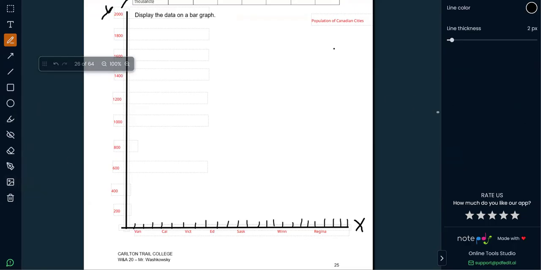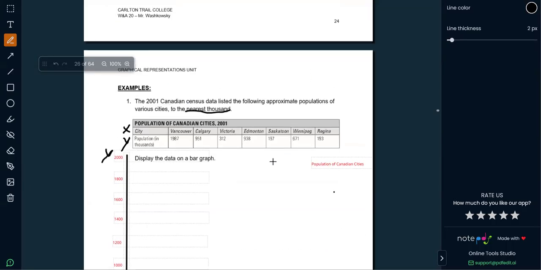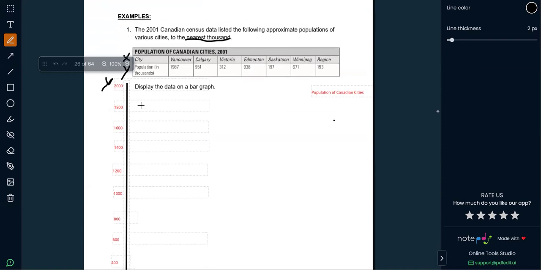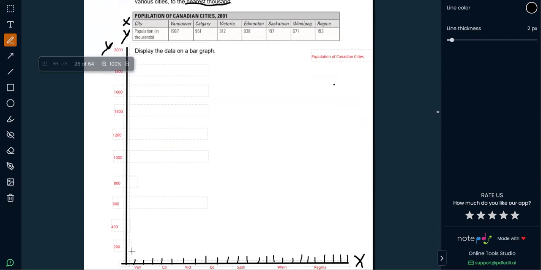So now I'm going to pretty simply just start graphing this stuff. So the first thing I know is I need to go up to Vancouver, which is about 2,000, right? So that's about right here. So what I do is I'm going to say Vancouver is going to take these two. So I'm going to go all the way up until about 2,000. So about right just below that, right? I'm going to draw a line there. I'm going to connect this.